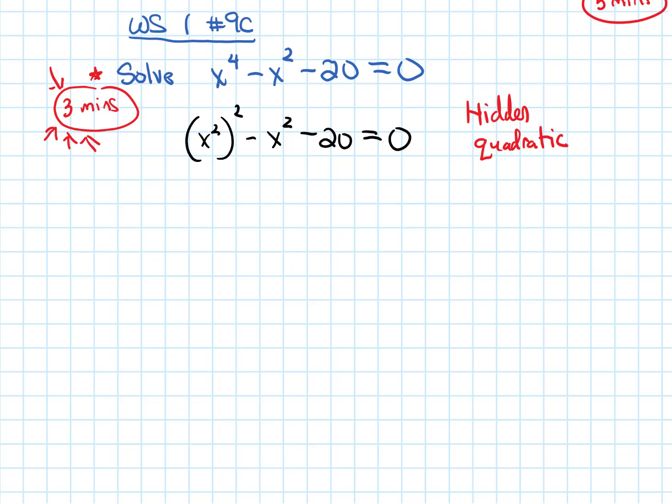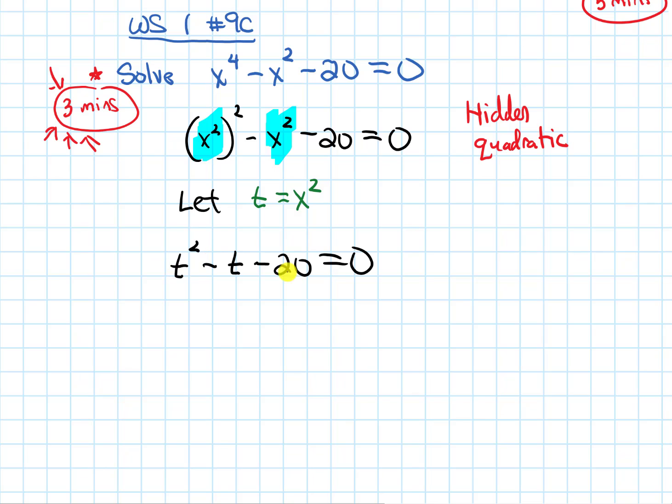With a hidden quadratic, I noticed that this x squared is showing up in more than one spot. I'm going to substitute for that. So let's pick a new variable for that. Maybe I'll pick t, and I'll let t be x squared. If I substitute that in, we'll get t squared minus t minus 20 equals 0. And this factors nicely. This becomes t minus 5 times t plus 4 equals 0. And from here, I get t is equal to 5, or it equals negative 4.